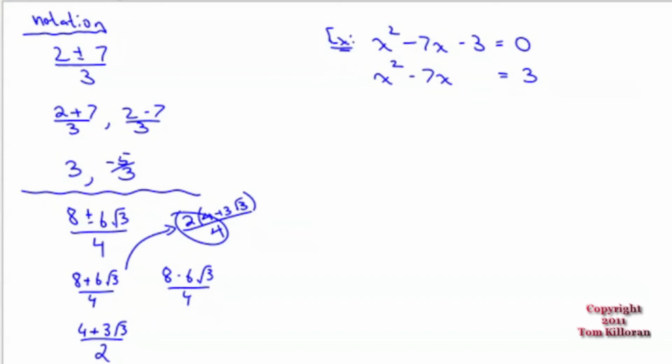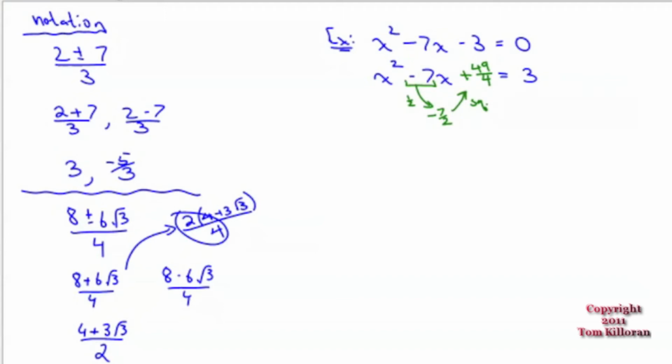Half of negative 7, in fraction form. Negative 7 halves. Okay. Square it. Negative 7 halves squared. Positive 49 fourths. Oh no. Oh well.